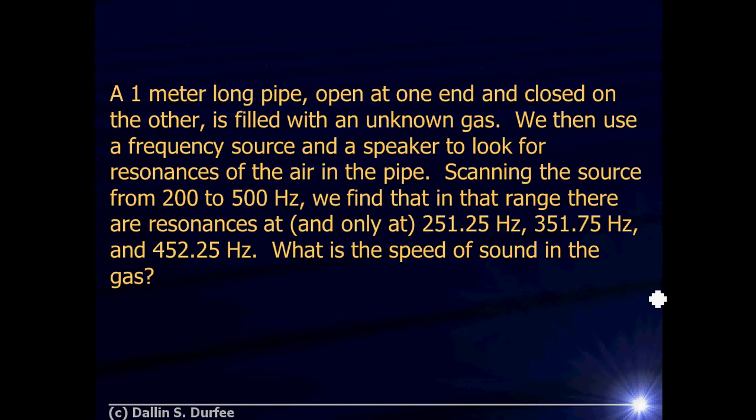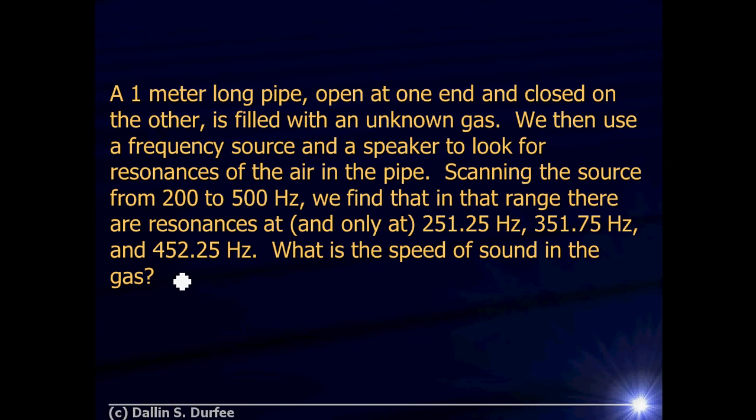A 1 meter long pipe, open at one end and closed on the other, is filled with an unknown gas. We then use a frequency source and a speaker to look for resonances in the air in the pipe. Scanning the source from 200 to 500 Hertz, we find that in that range there are resonances at and only at 251.25, 351.75, and 452.25 Hertz. What is the speed of sound in the gas?